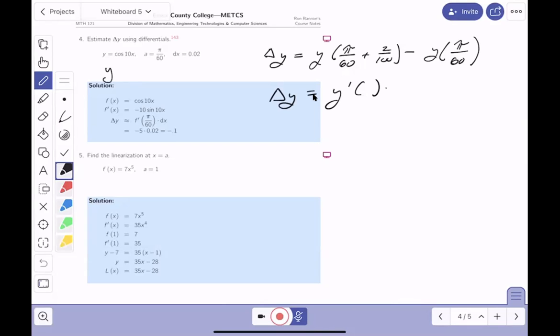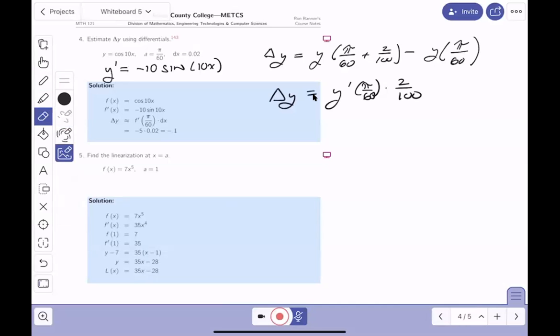And what's that going to be? Well, y prime is going to be minus 10 sine of 10x. I think I did okay there. So it's going to be y prime evaluated at pi over 60 times, this is 60, sorry about that, times a delta x, which is 2 100ths. Let's see if we can do this. All right. I'm sorry. I'm getting fudgy with the notation. It's approximately that.